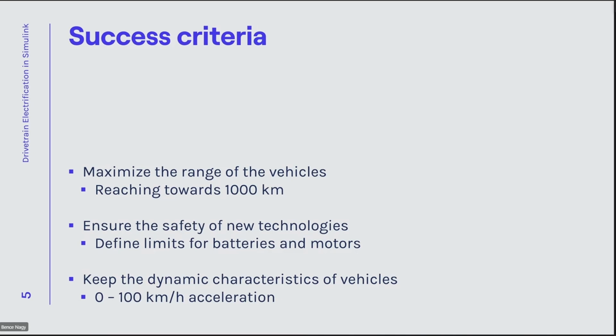And the third main success criterion is that we will need to keep the dynamic characteristics of vehicles. So the 0 to 100 acceleration, for example, or the maneuverability of a car, suspension dynamics, that all have to be kept as they are right now, or they even have to be more advanced. This is maybe the less challenging, but we will need to keep an eye on this as well.